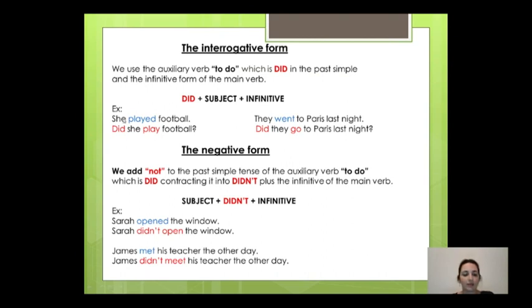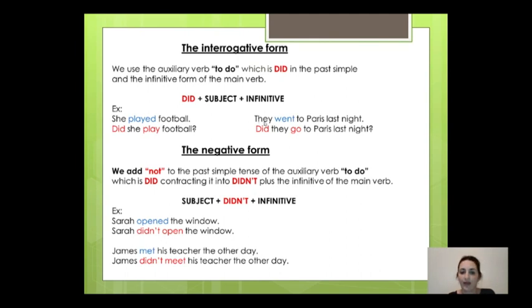Look at this example. She played football. You can guess from the suffix -ed that here we are talking about a regular verb. Now let's make a question. Did she play football? Did she play football?